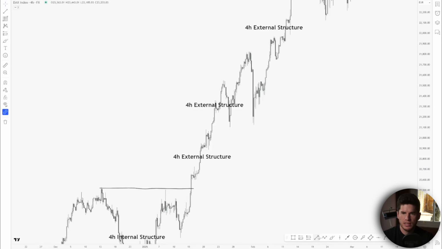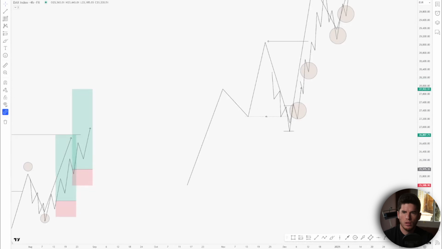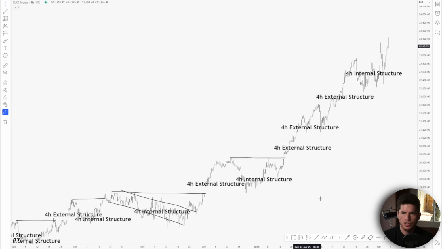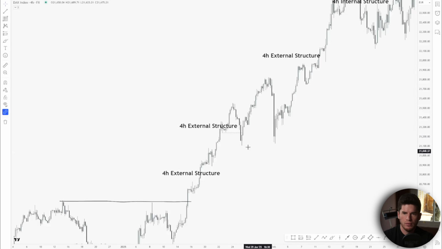We have a really nice example of a run on 4 hour liquidity inside here, where we continue just like the example that I showed here. 4 hour run on liquidity, continuation, still external range. This one inside of here, right? External structure. We're still external structure.